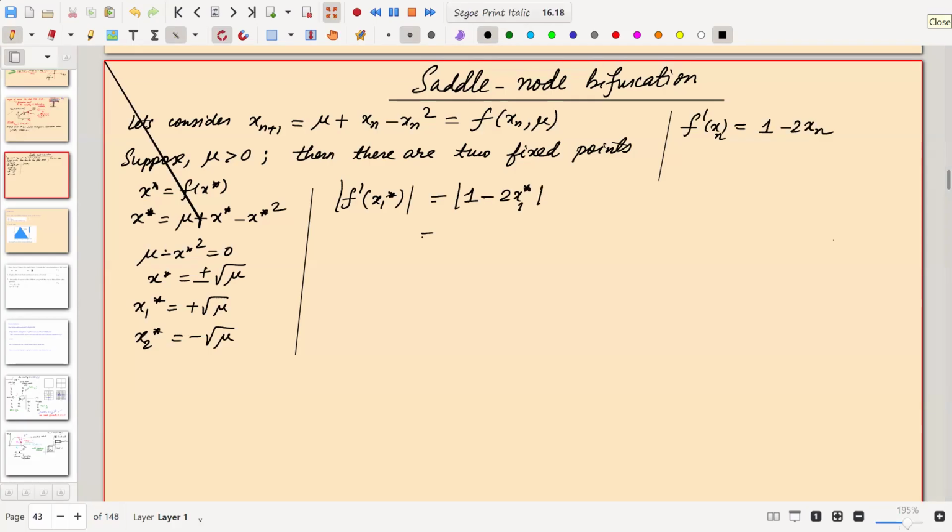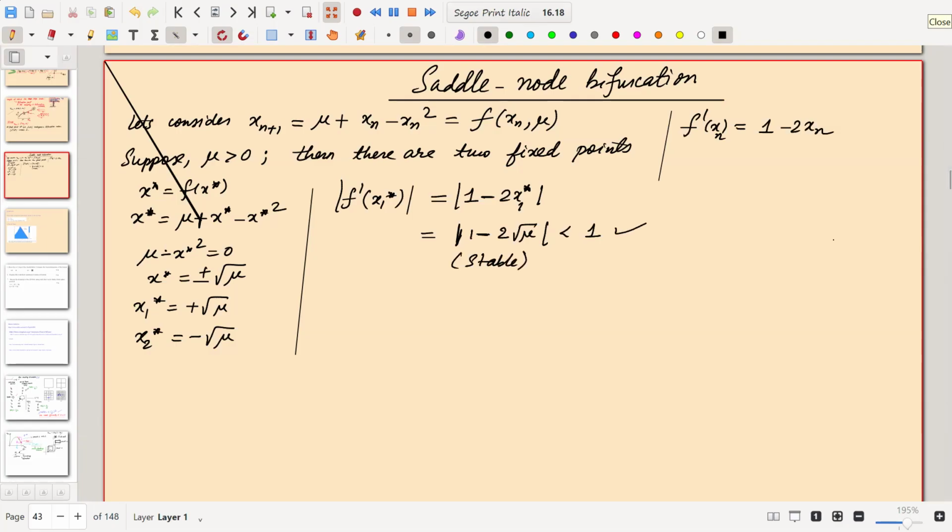At x1 star, what is it? 1 minus 2 root mu. So when it is stable, this should be less than 1. Is this less than 1? 1 minus something positive, of course it will be less than 1. So it is always stable.